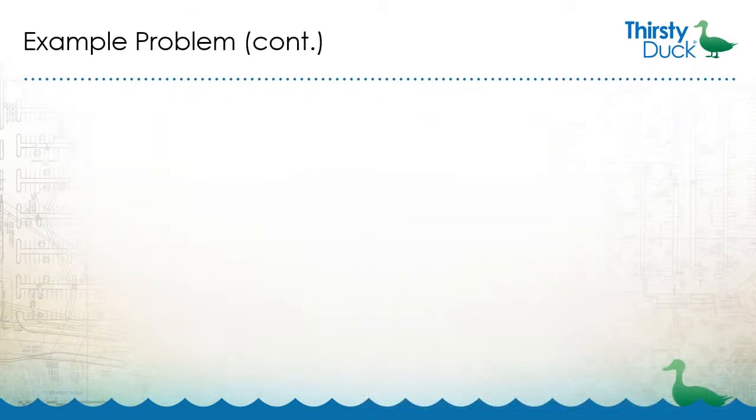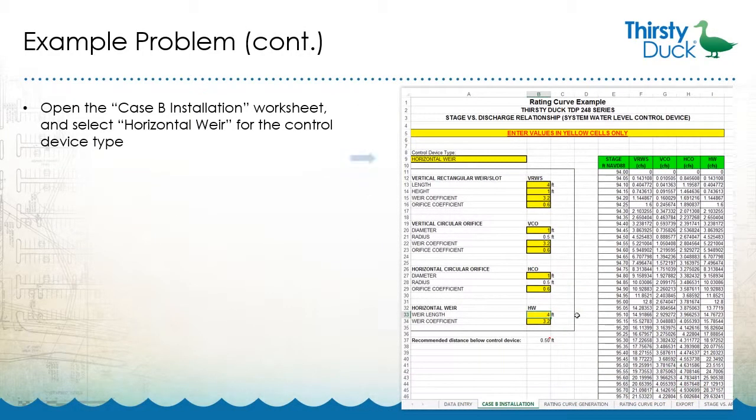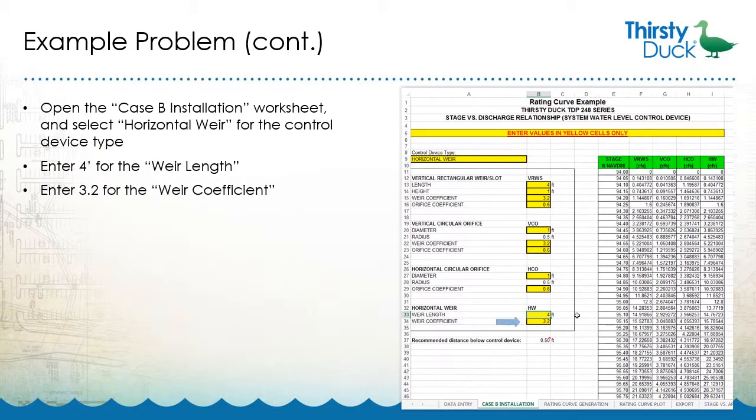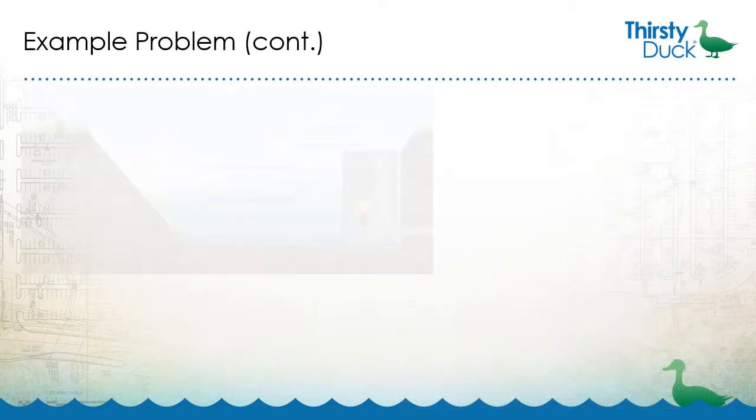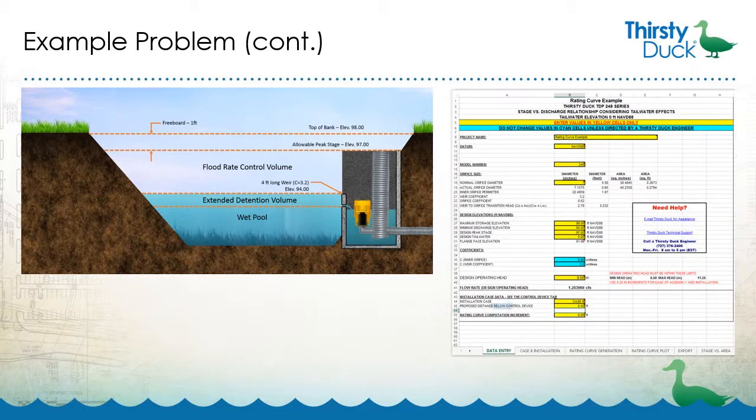Open the case B installation worksheet and select Horizontal Weir for the control device type, and then enter 4 feet for the weir length and 3.2 for the weir coefficient. The worksheet indicates Thirsty Duck's flow restrictor should be located at least 0.50 feet below the crest of the weir to achieve optimum hydraulic performance. Reopen the data entry worksheet and enter 0.50 feet in the distance below control device cell.